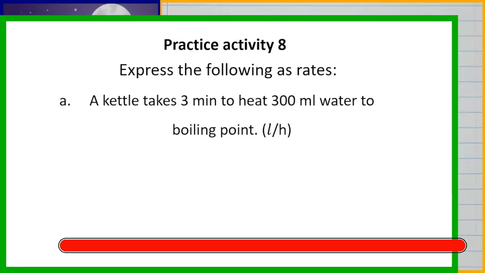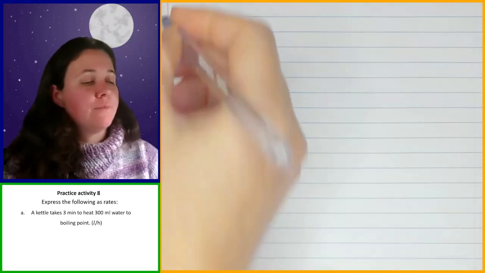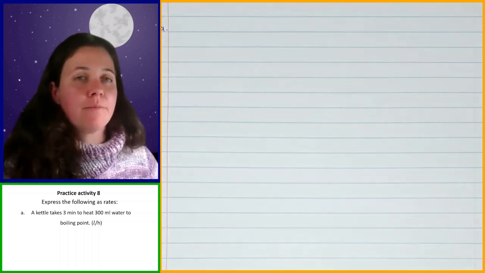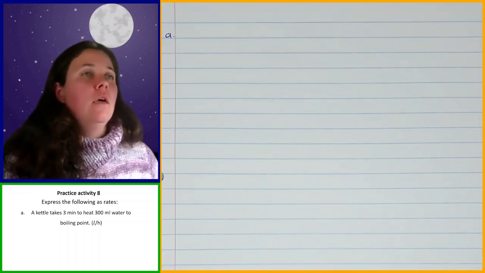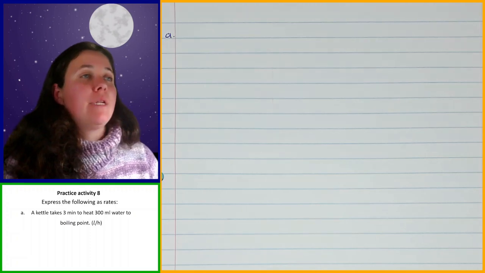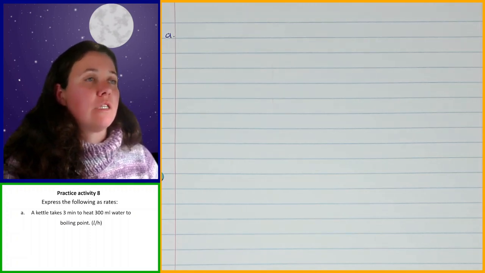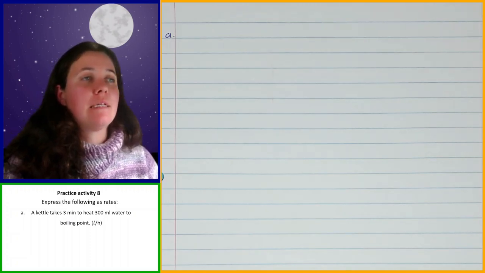Okay, you should be done with that example now, so let's go through it. So for question A, you've got a kettle which takes 3 minutes to heat 300 milliliters of water to boiling point, and we need to express this as a rate in liters per hour.